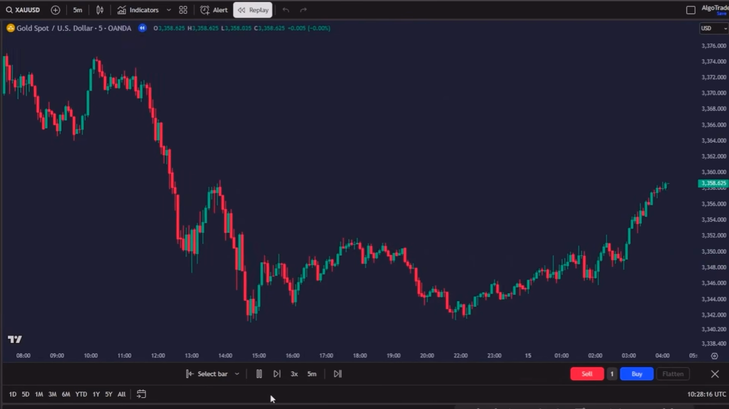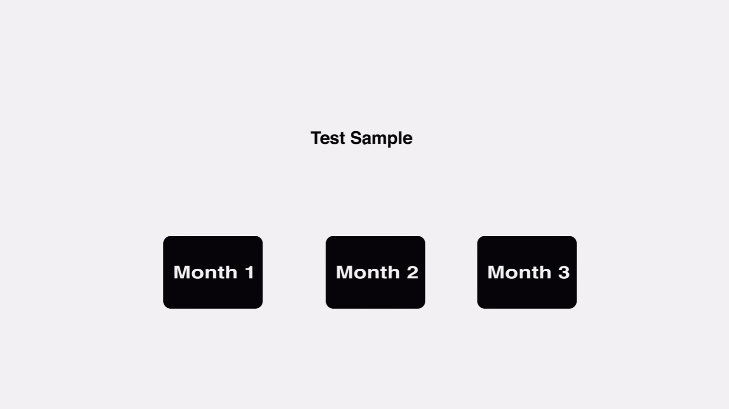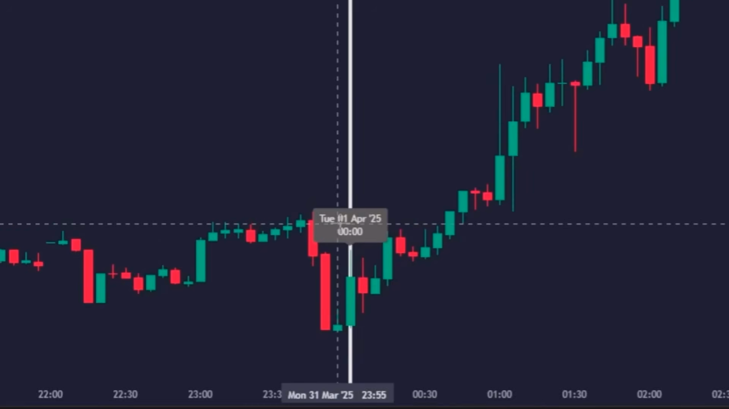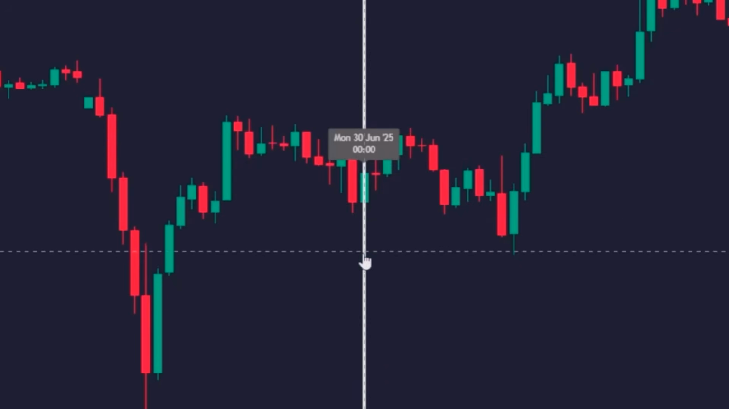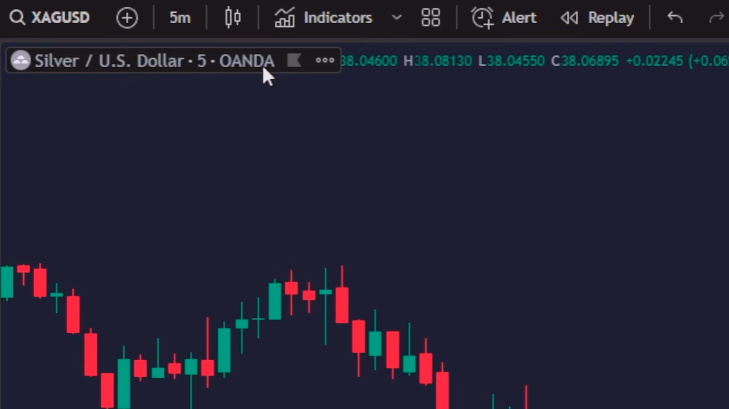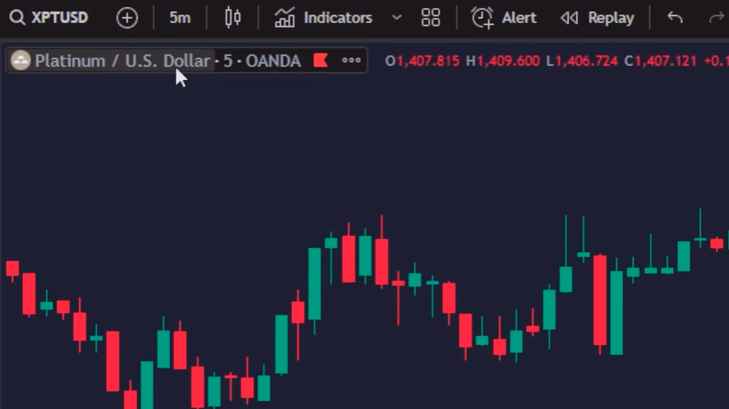And here's the method I will use in this series. We'll define a diversified test sample covering the last 3 months of data from April to June 2025 on 5 major commodities: gold, silver, oil, gas and platinum.